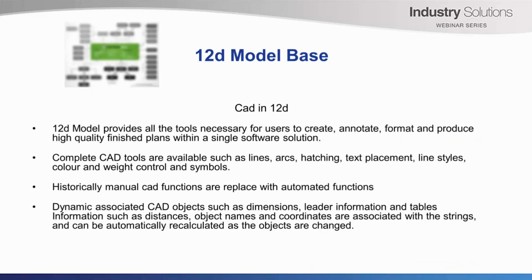The 12D model base includes CAD in 12D. 12D model provides all the tools necessary for users to create, annotate, format and produce high-quality finished plans within a single software solution. Complete CAD tools are available such as lines, arcs, hatching, text placement, line styles, colour, weight control and symbols. Historically, manual CAD functions are being replaced with automated functions. Dynamic associated CAD objects such as dimensions, leader information, tables, information such as distances, object names and coordinates are associated with strings and can be automatically recalculated as the objects changed.